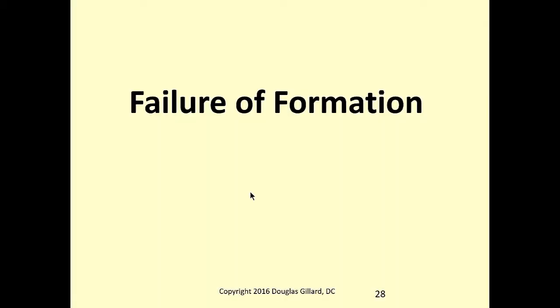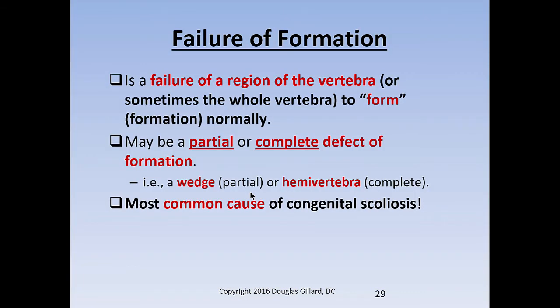Okay, failure of formation. When I think of that, what do you think of? Wedge or hemivertebra? So let's go over it officially. It's a failure of the region of the vertebra. Sometimes the whole vertebra just doesn't show up, but it's a failure of the vertebra to form. It doesn't form normally. It can be partial, it can be a complete defect. We said that a hemivertebra is a complete failure of formation, and a wedge defect is a partial failure of formation. And it's the most common cause of congenital scoliosis, period.